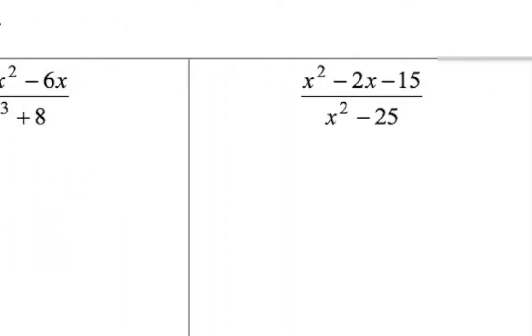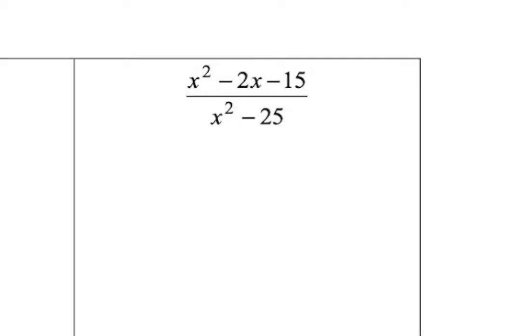Here's another one. x squared minus 2x minus 15. Okay, this is going to be one of our trinomials here. I know we need an x and an x. In order to get minus 2 in the middle and two numbers that multiply to make negative 15, I must have a minus 5 and a plus 3.